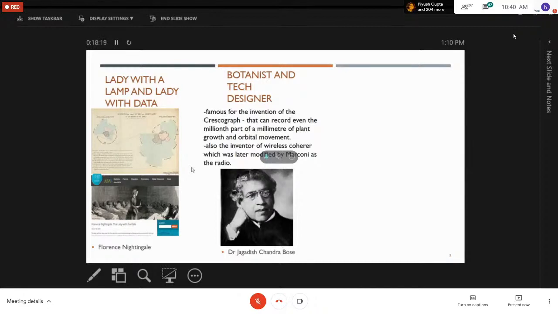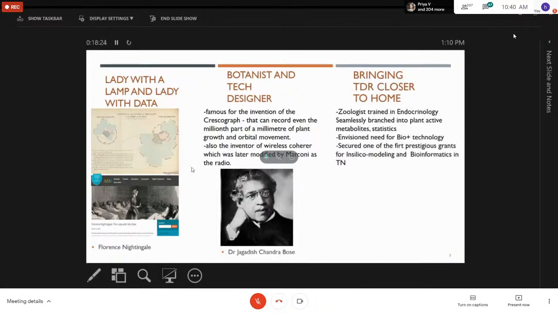I want to move on to another example closer to home and closer to me as well. So there's this person, a zoologist who was trained in endocrinology. Though she did her training and her studies in animal models, she seamlessly branched into studying plant active metabolites. What do natural plant compounds do? And for that research, she had to do statistics. At a middle age, she picked up statistics skills and she went for statistics classes. And then she envisioned the need for merging biology and technology.